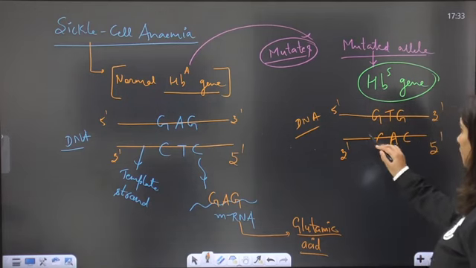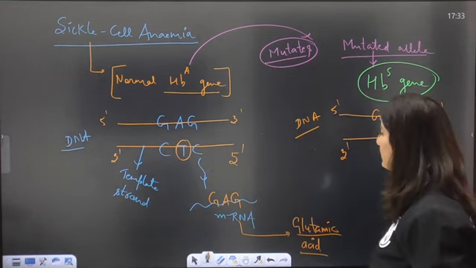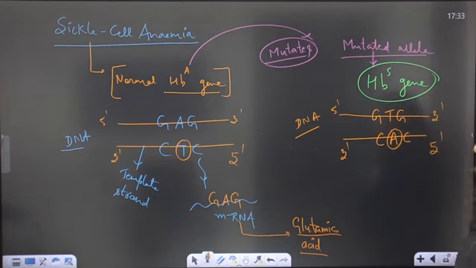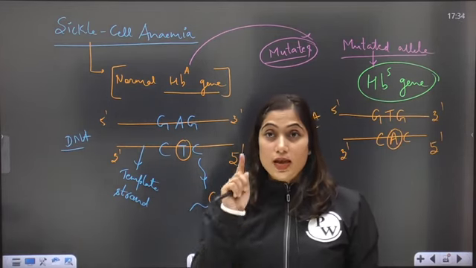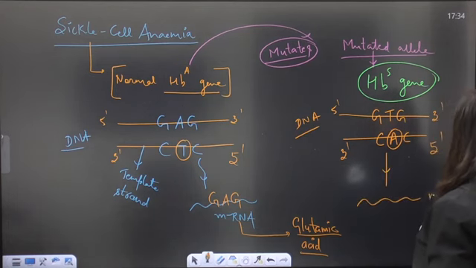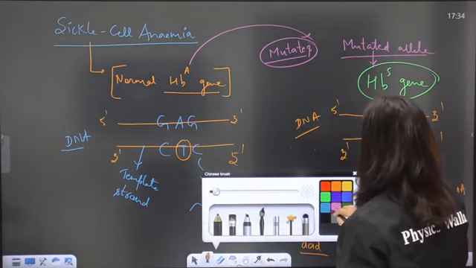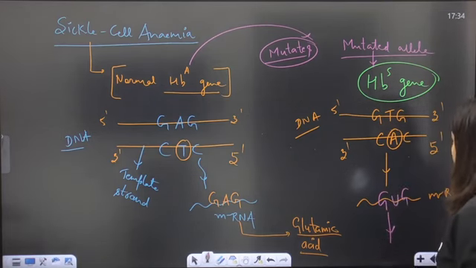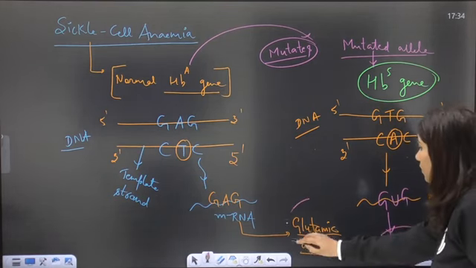This is the template strand on which mRNA will be formed. On this template strand, this thymine is replaced by adenine. This is a case of point mutation. Point mutation means the mutation has occurred only at one point. So when mRNA is formed over this mutated gene, the codon formed here will be GUG, and the amino acid ultimately formed will be valine.